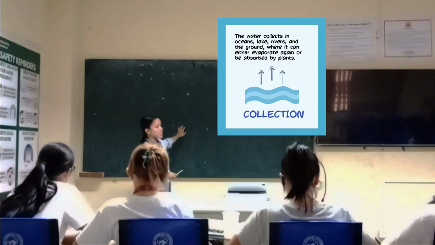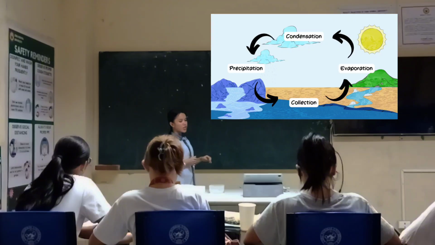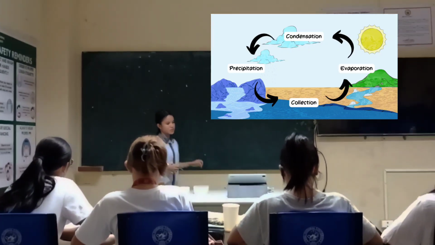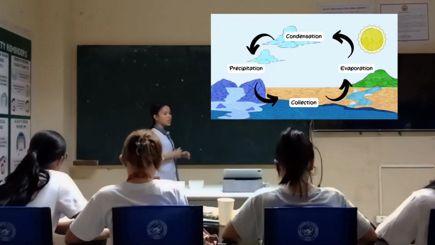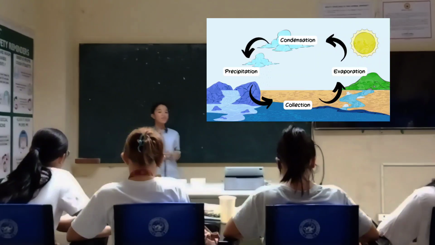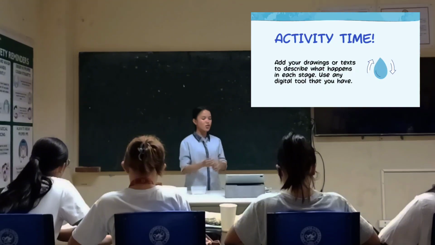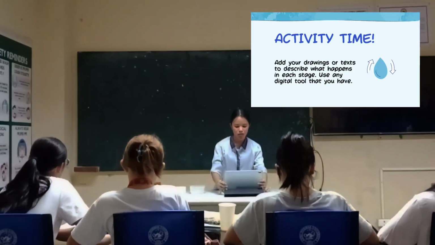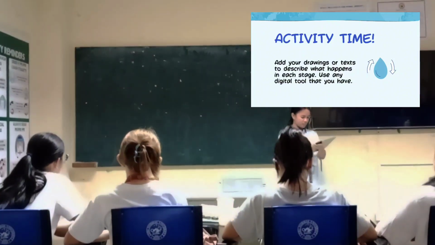Now watch how water changes from liquid to gas and back to liquid again as we go through these stages. Now let's use a digital tool to create our own water cycle diagram. We will use this whiteboard.